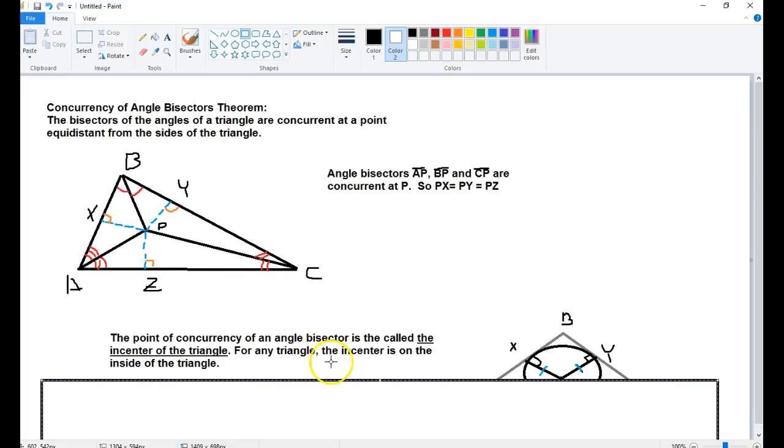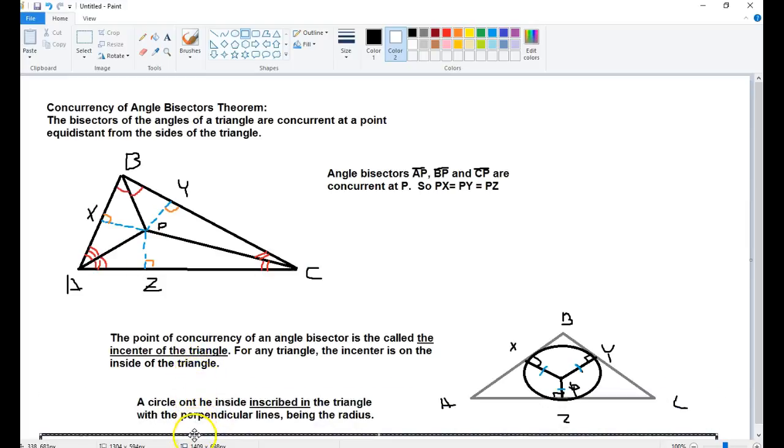An easy way to remember that is that the incenter is always inside the triangle, whether acute, obtuse, or right. It doesn't really matter because the angle bisectors are always going on the inside. Then we have this point here, and a circle on the inside, inscribed inside the triangle here.